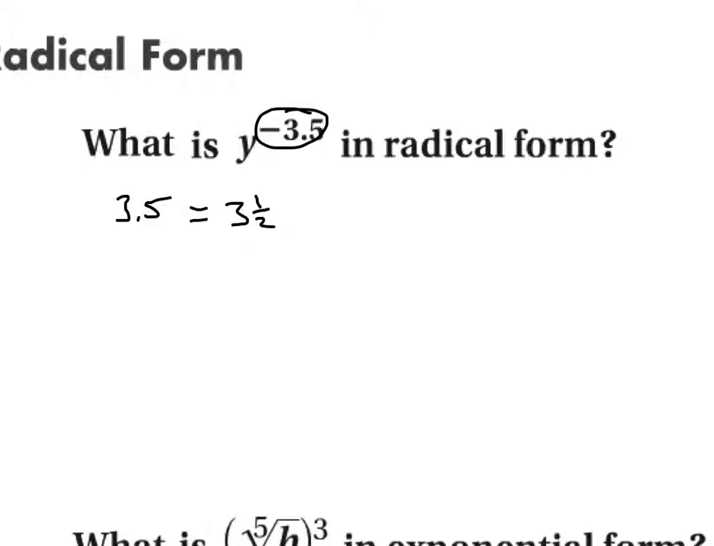Then you use the round the world method is what I call it. You take 2 times 3, which is 6. Then you take 6 plus 1, which is 7, and you keep the denominator. So 7 halves is what 3.5 is as a fraction. So this is y to the negative 7 halves power. Okay? They want us to write that in radical form. We will finish this example tomorrow.